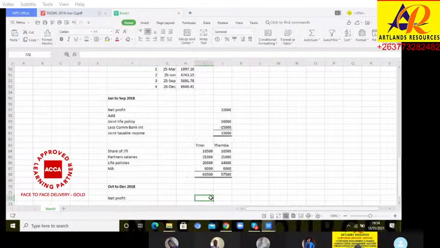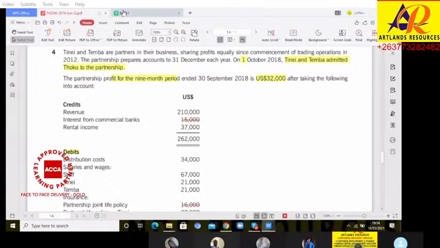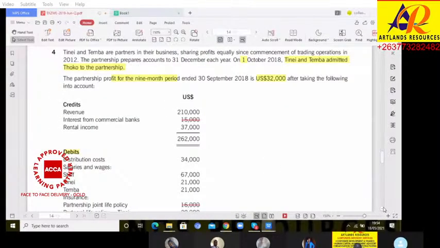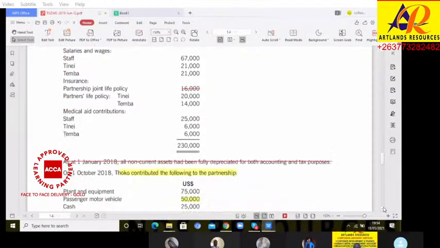Okay, allow me to move on. Let me just explain. You now understand how we go about it. You first calculate joint taxable income. So for the other 3 months, how were you going to do it?